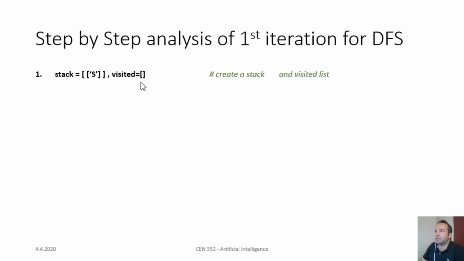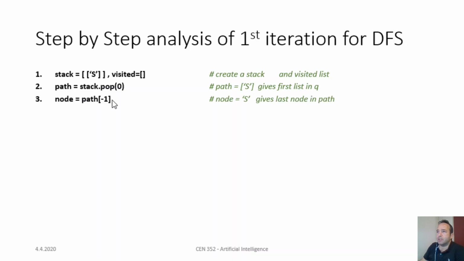I try to explain here step by step the first iteration of the depth first search algorithm. In the first iteration, the stack will be just as here. Visited will be empty. Path equals stack pop 0 is going to pop the first list, and this list will be assigned to path. Now we need to get the node in that list, the node where we are now. This is the last element of that list. In this case, it is going to be S, but this is a string, and that one is a list. Be careful. Is this not the goal? If it is yes, stop and return.